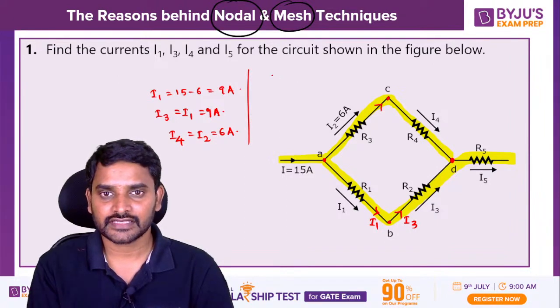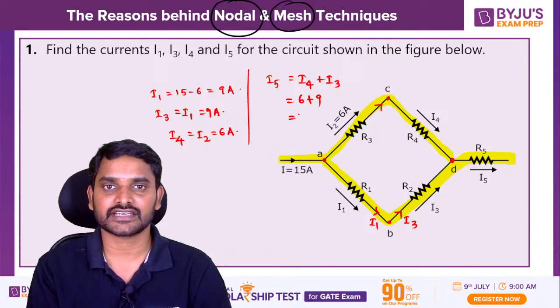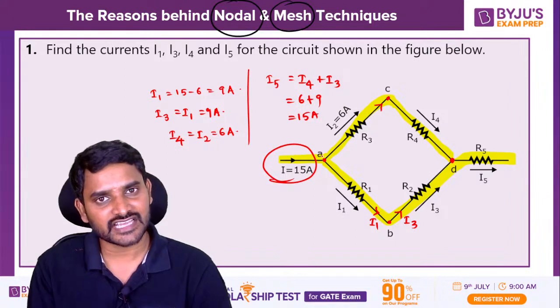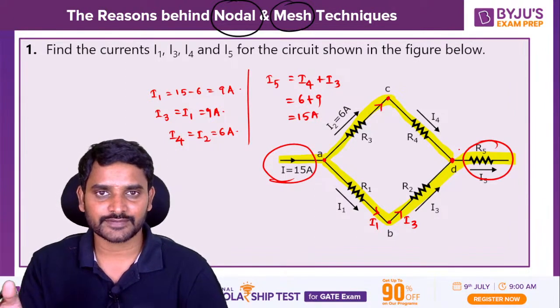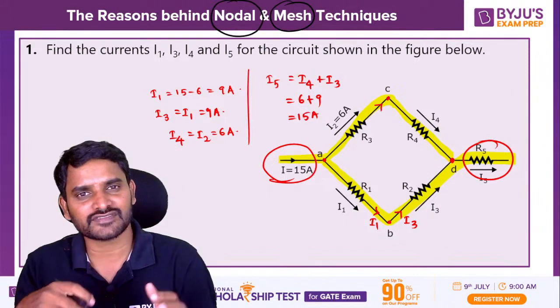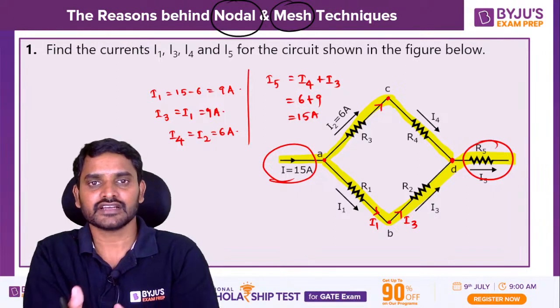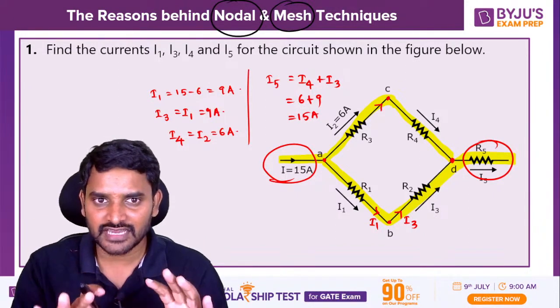So I5, if you take up I5, I5 is equal to I4 plus I3. I4 is going to be 6 amperes and I3 is going to be 9 amperes. You will get 15 amperes. Or simply, whatever current is entering at this side, the same current has to leave from this side. That is what KCL is, right? Whatever amount of current enters any particular junction or any network, the same current has to come back again. Okay, so these are the current values.